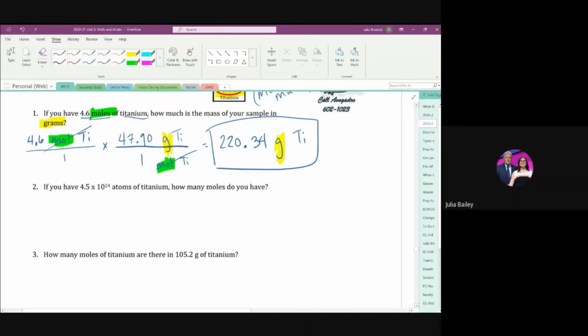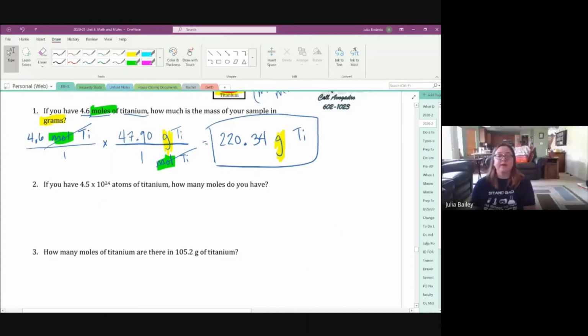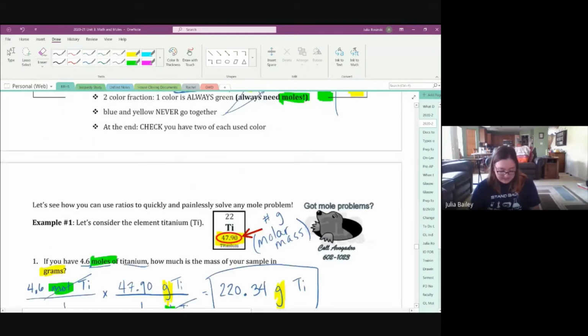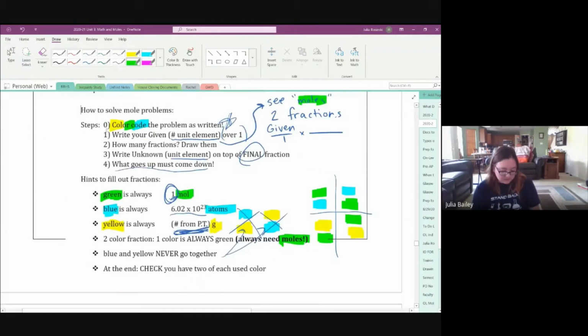We have another problem here that we're going to go ahead and try. If you have 4.5 times 10 to the 24th atoms of titanium, how many moles do you have? First, always color code. Look for your color words. I've got atoms right here, which is one of my blue words. I've got moles right here, which is one of my green words. Color code, it's so easy. What an easy first step. It's such an easy step that I actually gave it the number 0 because that step is so easy, okay? Just trying to start in an easy spot.